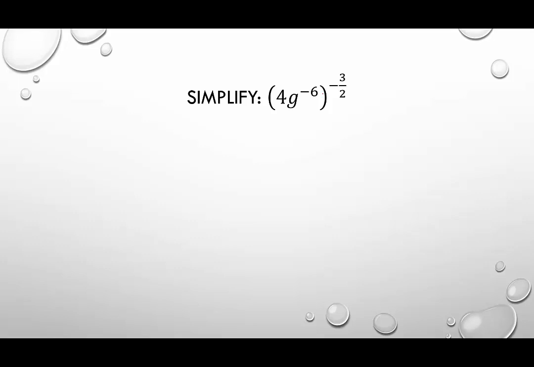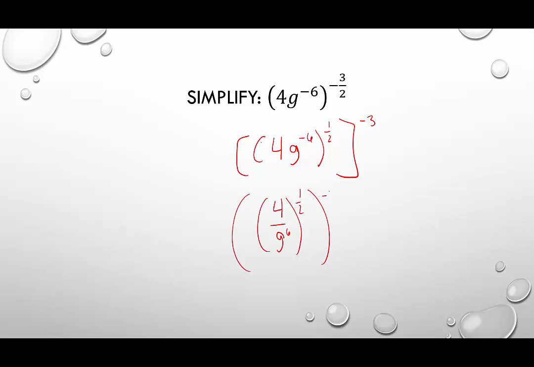Okay, a few more examples. 4g to the negative 6th, all to the negative 3/2. Again, first thing I would do, however you want to do this, I would work with that 1/2 first. So 4g to the negative 6 to the 1/2, and then all of this is going to be raised to the negative 3rd. At some point, we do have to deal with this g to the negative 6th. If you want to go ahead and take the reciprocal of g to the negative 6, or g to the 6th, that's fine. That would be 4 over g to the 6th, but it's still raised to the 1/2, and that whole thing is still raised to the negative 3rd.